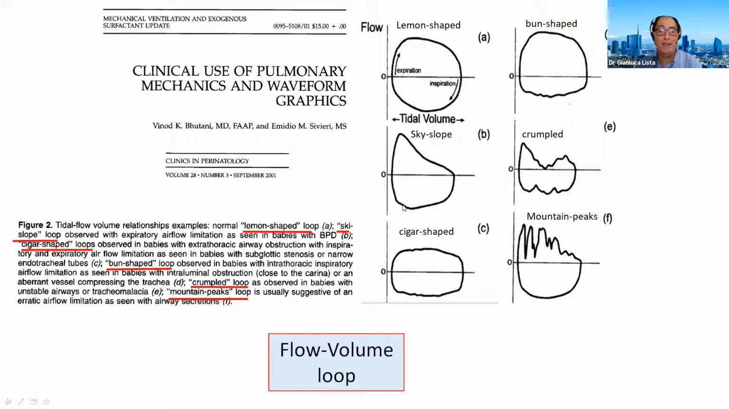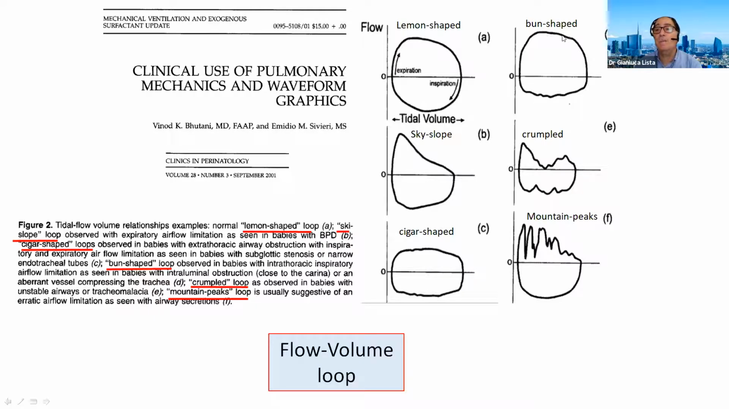It is typical in babies in which there is a limitation in the expiratory airflow, typical, for example, in bronchopulmonary dysplasia infants. This is the cigar shape in which there is a limitation both during the inspiration and in the expiration. It is typical in babies with a subglottic stenosis or narrow endotracheal tubes.